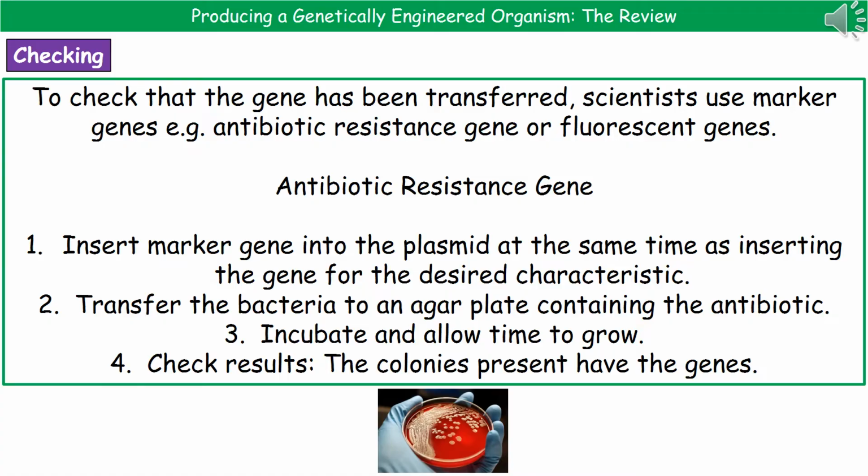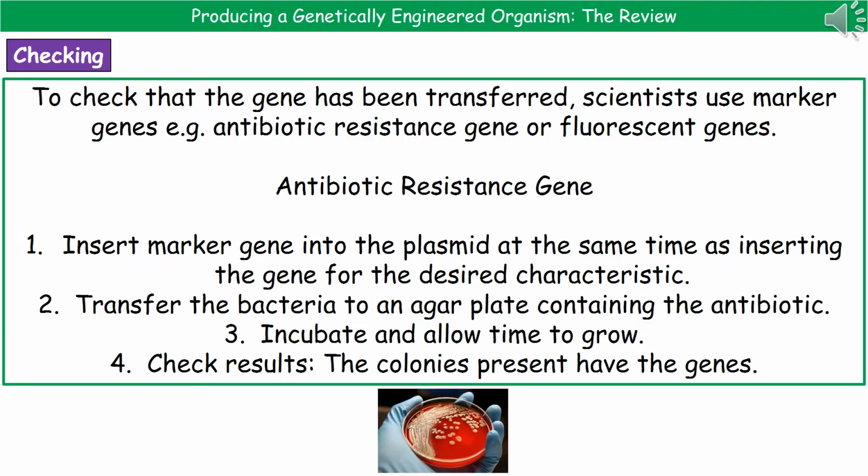Now, this process isn't perfect. So what we need to do is check that the gene has been transferred. And the way we do that is by using marker genes. There are two different types of marker gene we can use. We can either use antibiotic resistance genes or fluorescent genes.